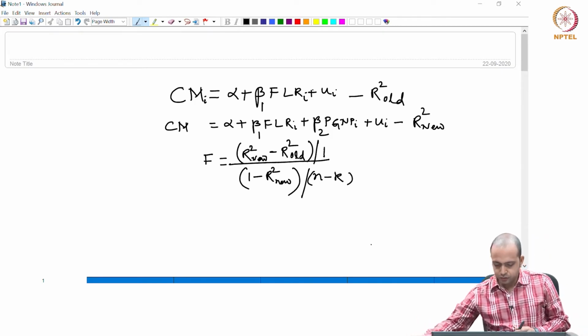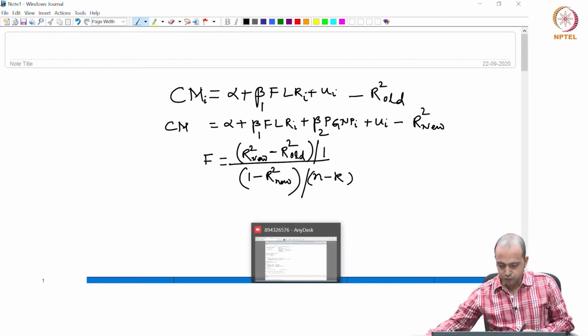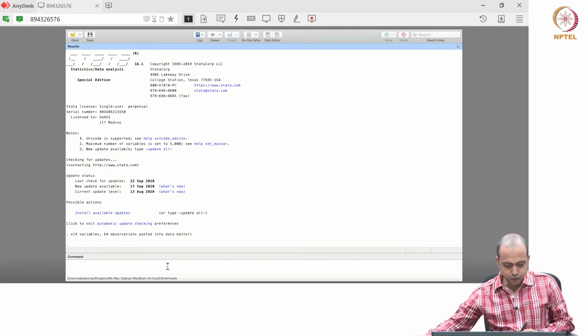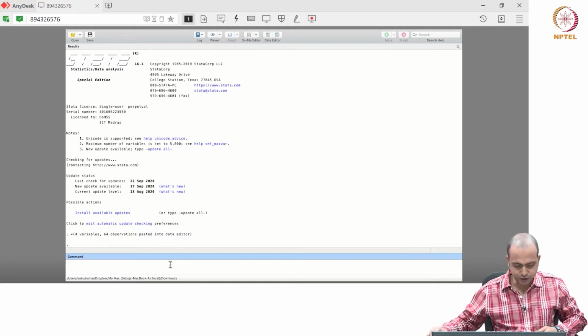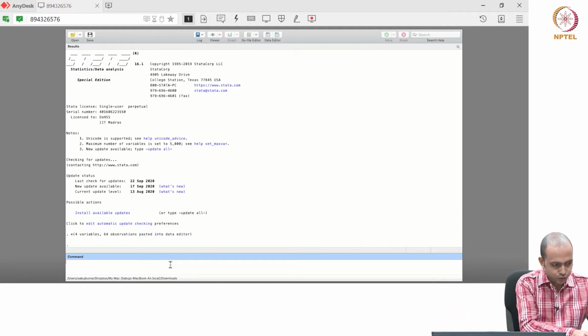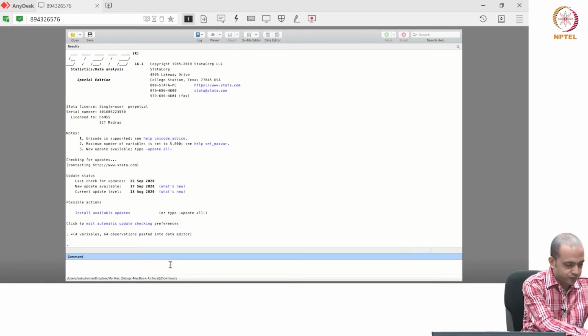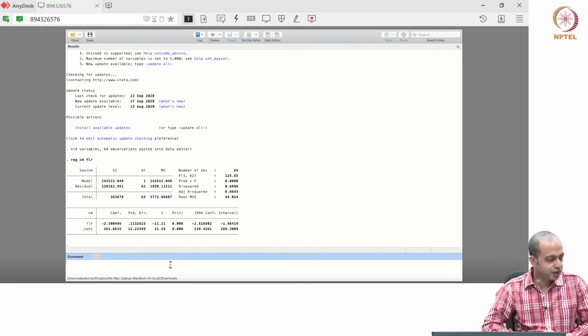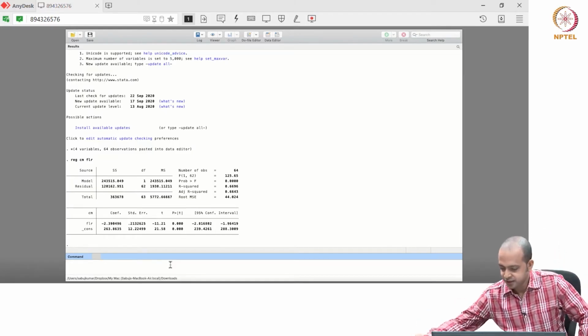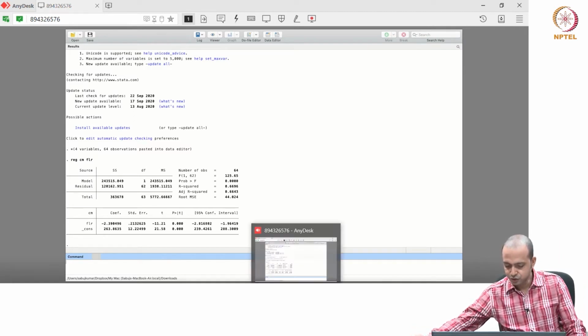Okay. So, I will now show you how to estimate the model. So, here what you have to do, I will run the first model, reg CM on FLR, okay, reg CM on FLR, and if you look, the R square value is 0.6696.